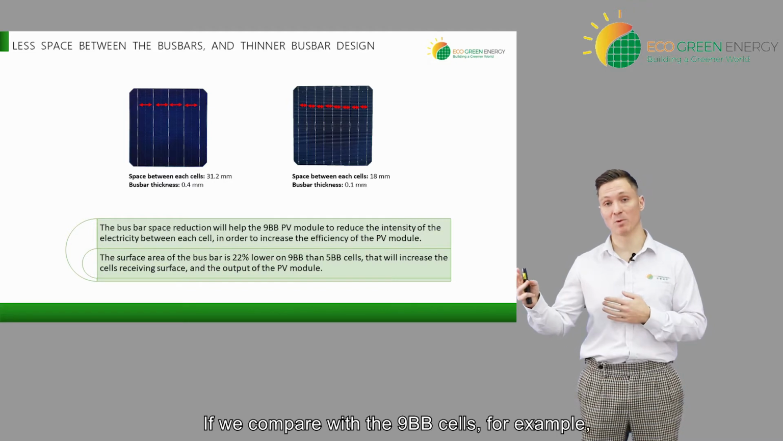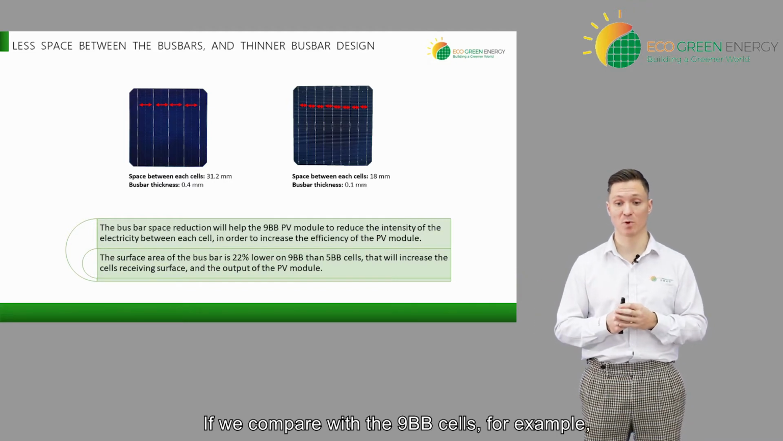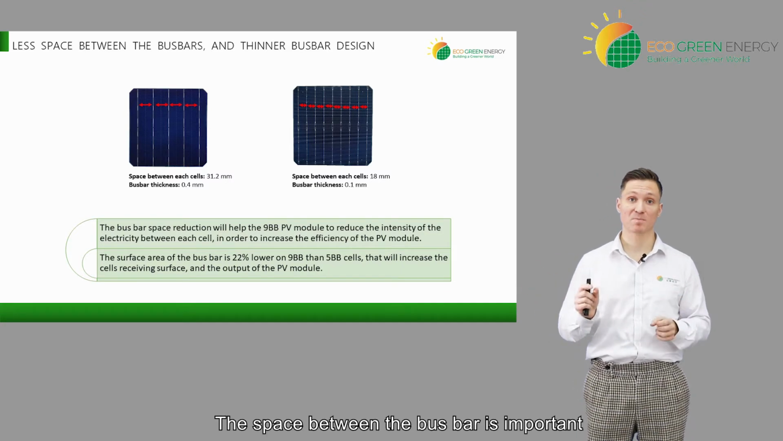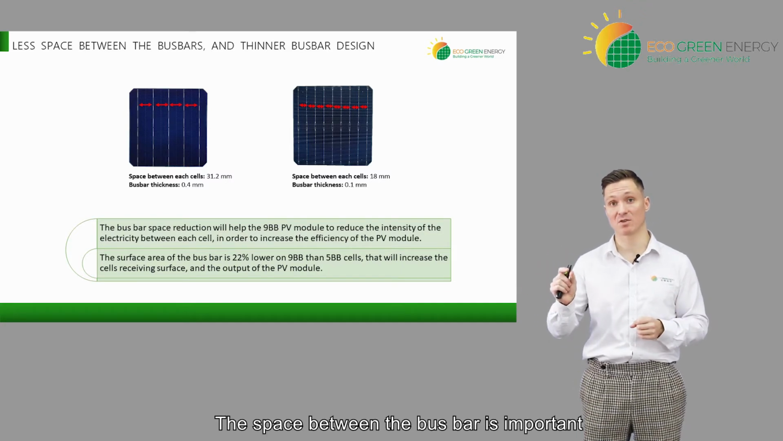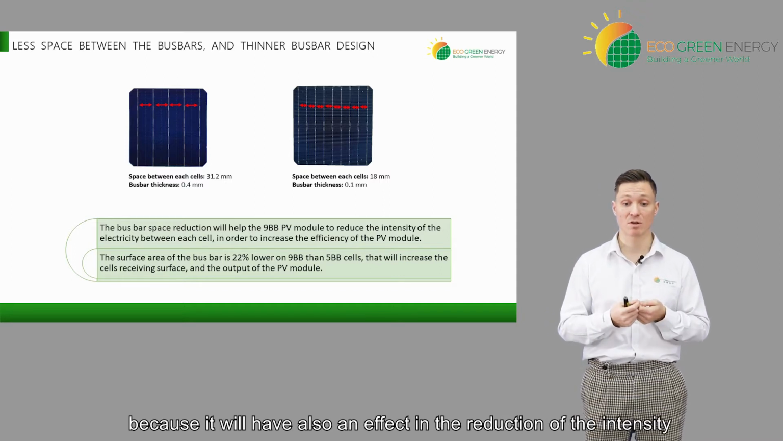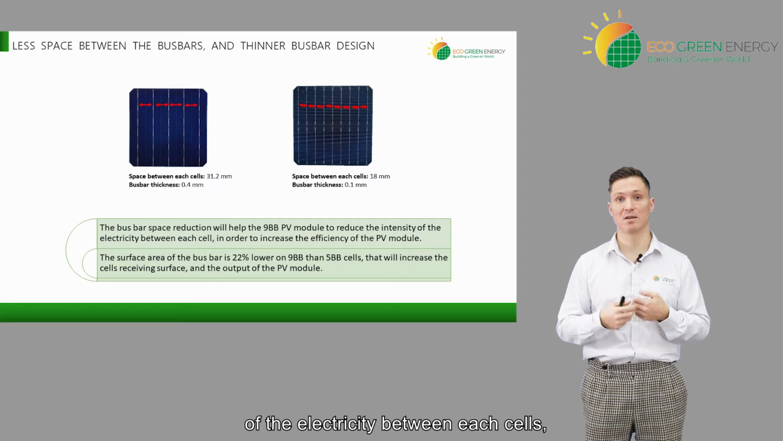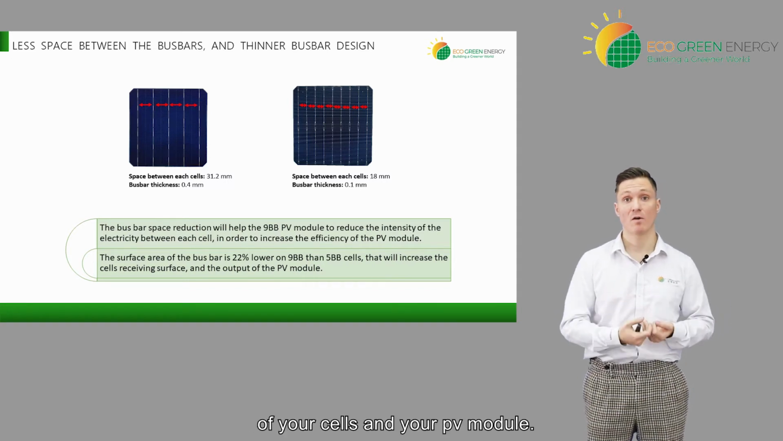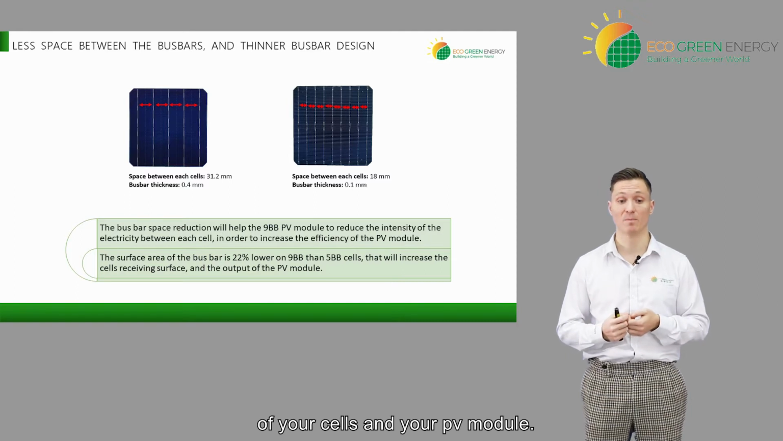And if we compare with the 9 busbar cells, for example, we have a space between each busbar of 18 mm. The space between the busbar is important because it will also reduce the intensity of the electricity between each busbar, which will also increase the efficiency of your cells and your PV module.